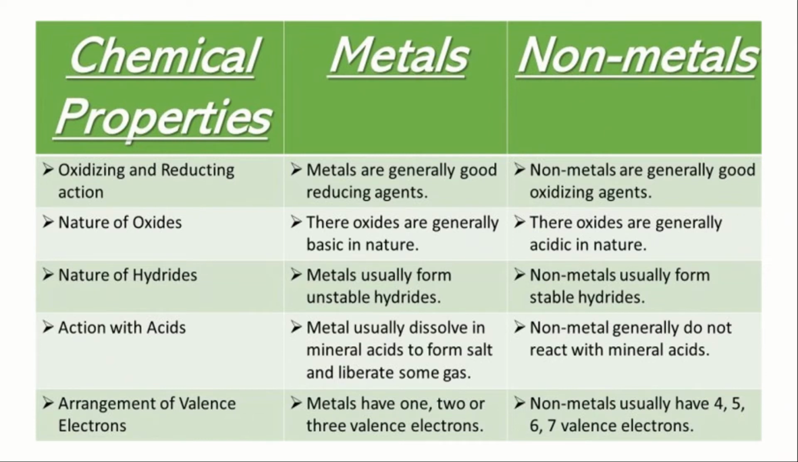The last chemical property is arrangement of valence electrons. Metals have 1, 2 or 3 valence electrons, whereas non-metals have 4, 5, 6 and 7 valence electrons. It is easy to remember. Metals 1, 2, 3 and non-metals 4, 5, 6, 7 valence electrons.